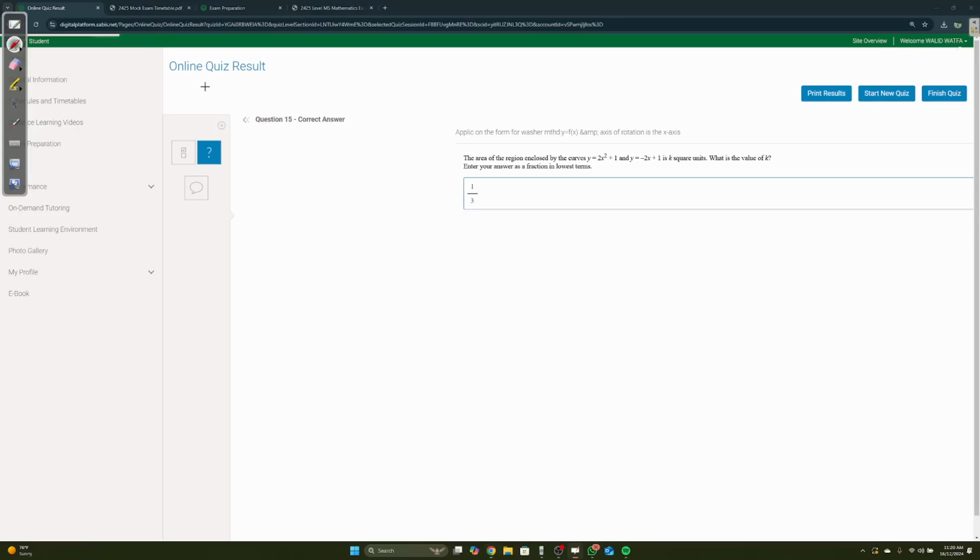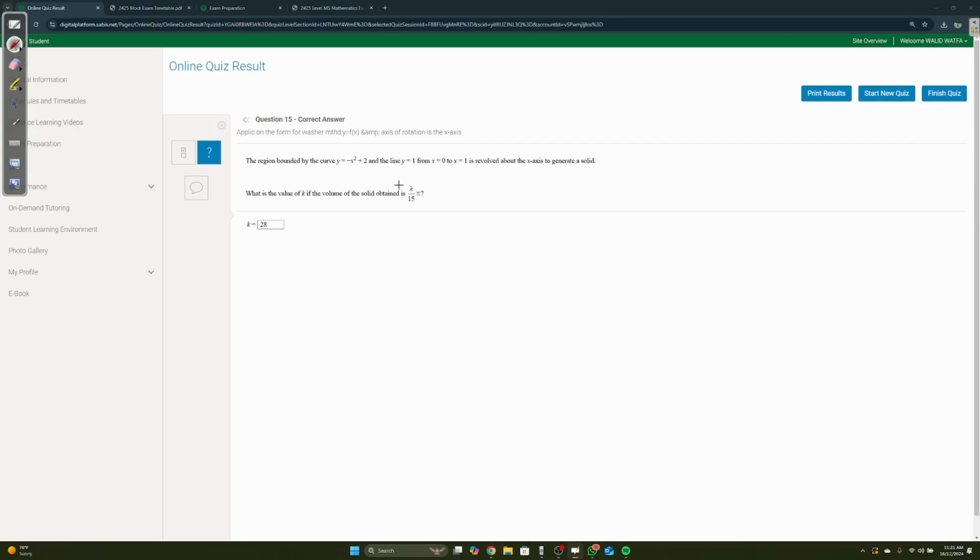Question 15. The region bounded by the curve y equals minus x squared plus 2, and the line y equals 1, so you have two curves, two y lines, from x equals 0 to x equals 1, is revolved around the x-axis to generate a solid. What is the volume of the solid? Okay, they gave you the boundaries, they gave you the two curves. You just need to know which one's big R, which one's small r. How do we do it?